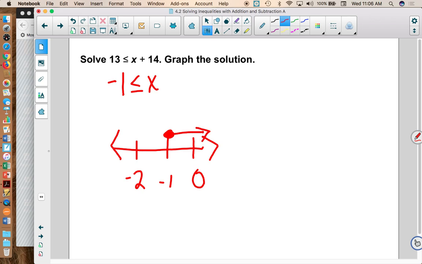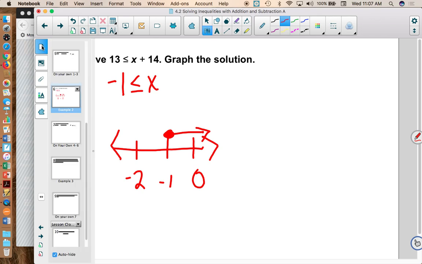did you graph it like that? Yes. Does yours look like that? If it does, you are correct. Okay, you know what got you there, Mr. John? Yeah. Okay, just making sure.